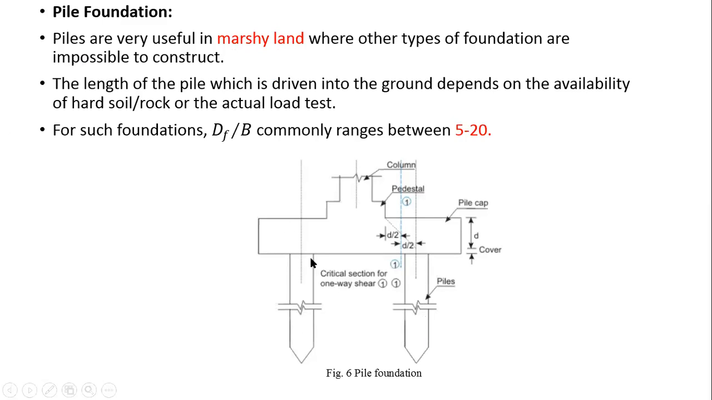These are the piles. Now for such a foundation, the Df by B ratio ranges between 5 to 20. For shallow foundation, this ratio is 0.25 to 1. For deep foundation, this is 5 to 20. Such types of footing are required for very tall buildings like 50-story or 100-story, or in the case of bridges also, where the foundation is continuously under the river water.